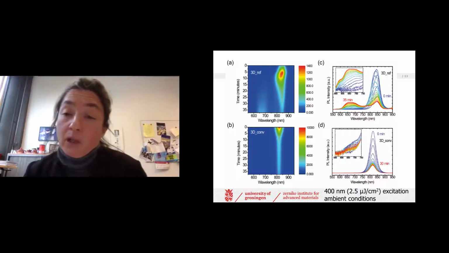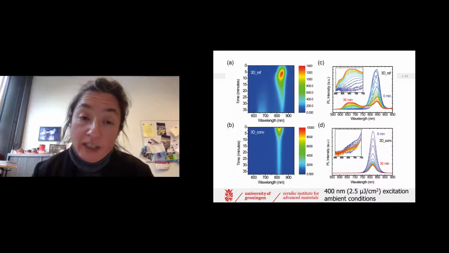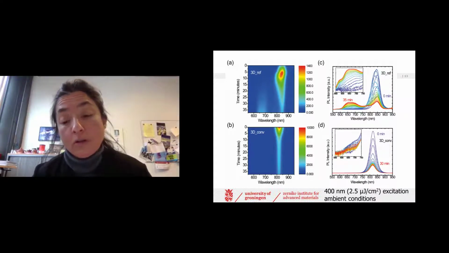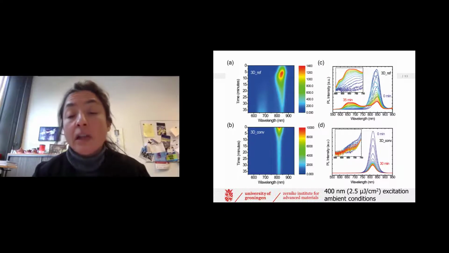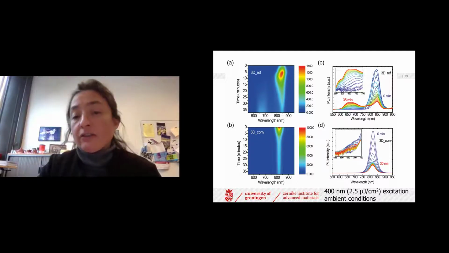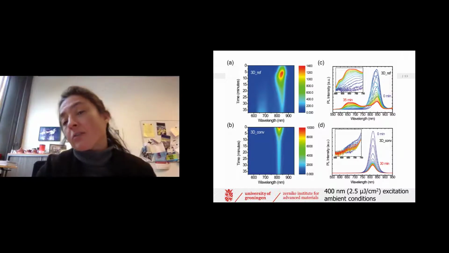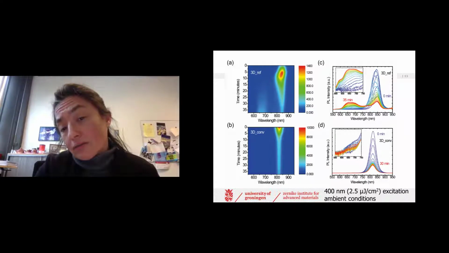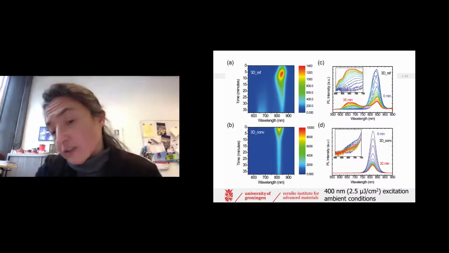So here we report the photoluminescence of these samples in time. These measurements are made exciting with 400 nanometers, but in ambient conditions. So it was another check to see how stable the samples are. What you can see is that the reference sample degrades very fast, because the photoluminescence changes after 30 minutes. There is a new peak around 600 nanometers.